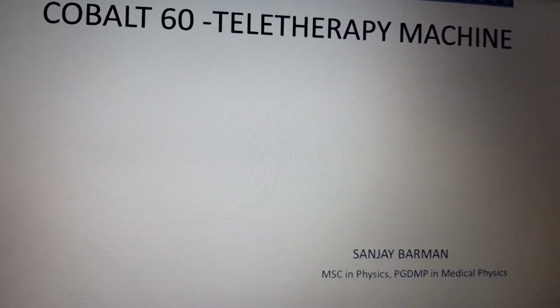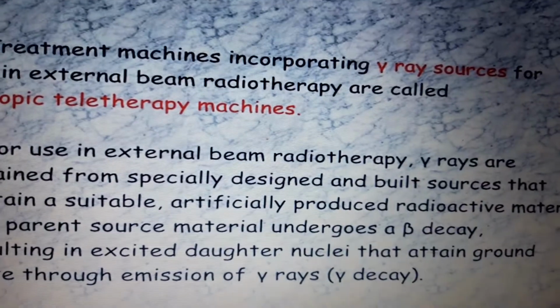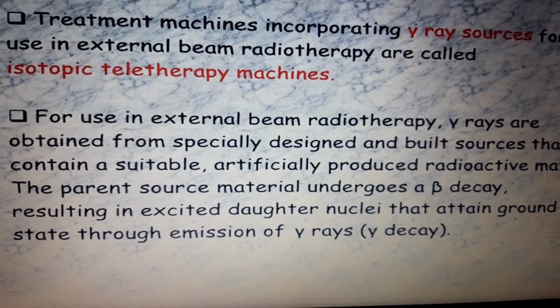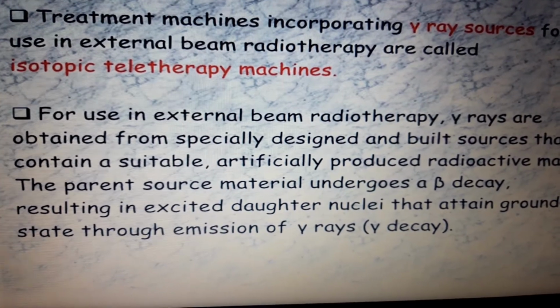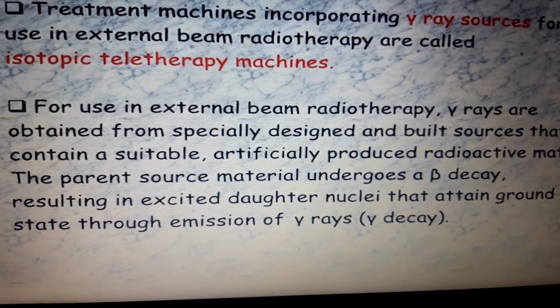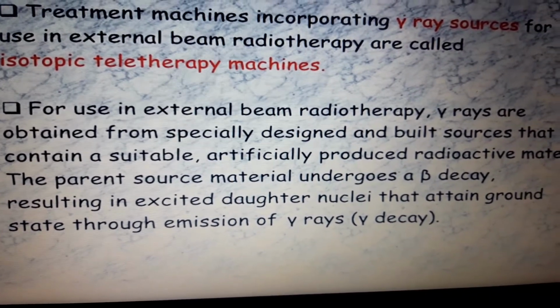Cobalt 60 teletherapy machine. The treatment machines incorporating gamma ray sources for use in external beam radiotherapy are called isotopic teletherapy machines.